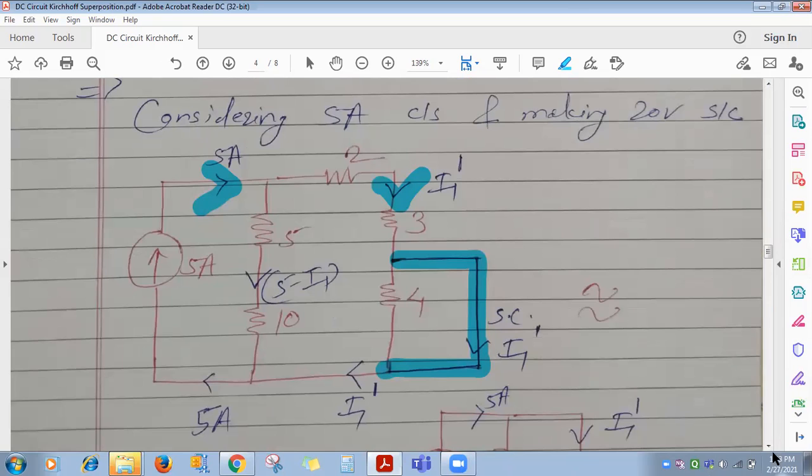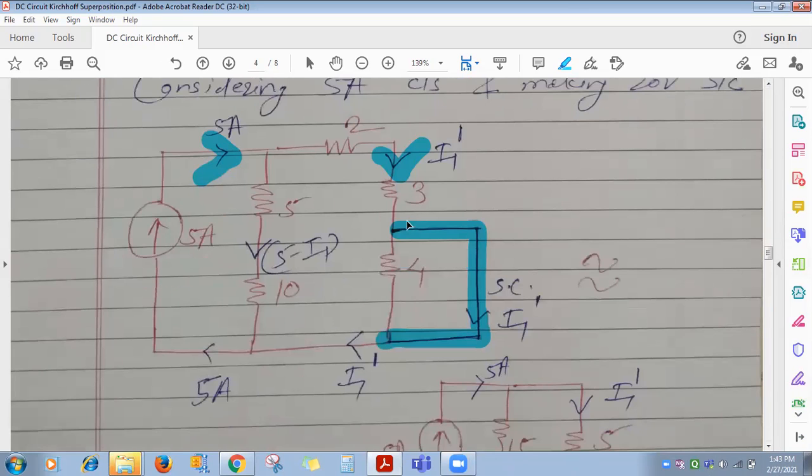Now, once this I1 dash passes through the 3 ohm, will any current flow through the 4 ohm? No, no current will flow through the 4 ohm. This one branch, only this one, is called which branch? Redundant. Correct, a redundant branch. No current will flow through it. You connect it, you disconnect it, all values you will get the same. Redundant branch. Okay, so 5 ampere, then I1 dash.